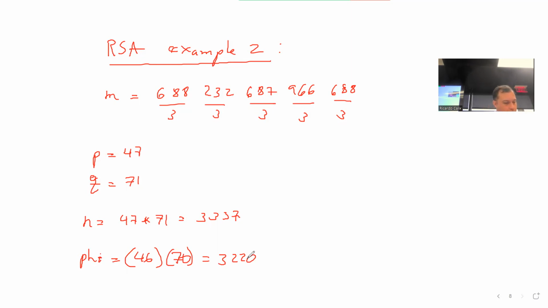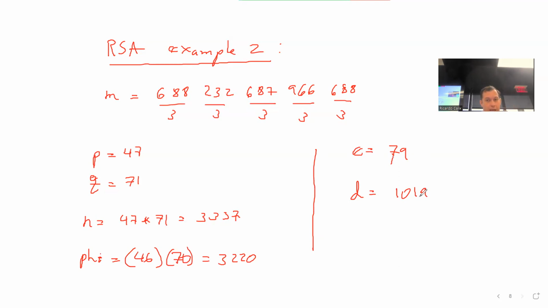Okay. So then we would follow the code or functions and we would get, let's say, E equal 79. So for this problem, using the equation for D, or the inverse function, we would get 1019. Again, notice D is much bigger than E.